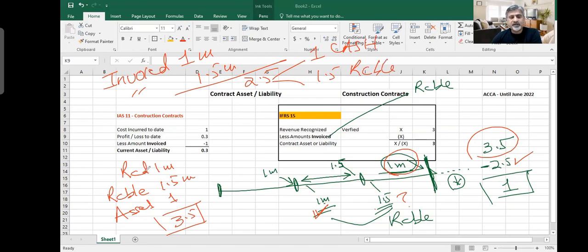So I can call it that this 1 million received, or cash, is the same thing. Cash I received 1 million, receivable I'm waiting for 1.5 million, and 1 million I have not given an invoice for. I will give them the invoice in the next few days. Are we clear? Yes, sir, clear.